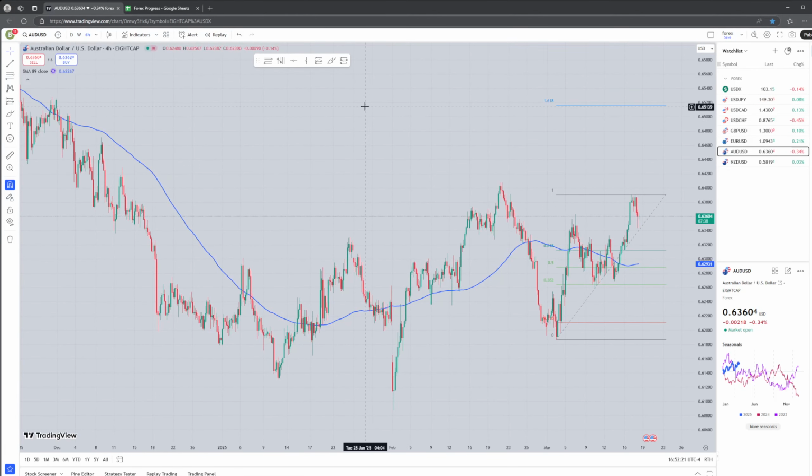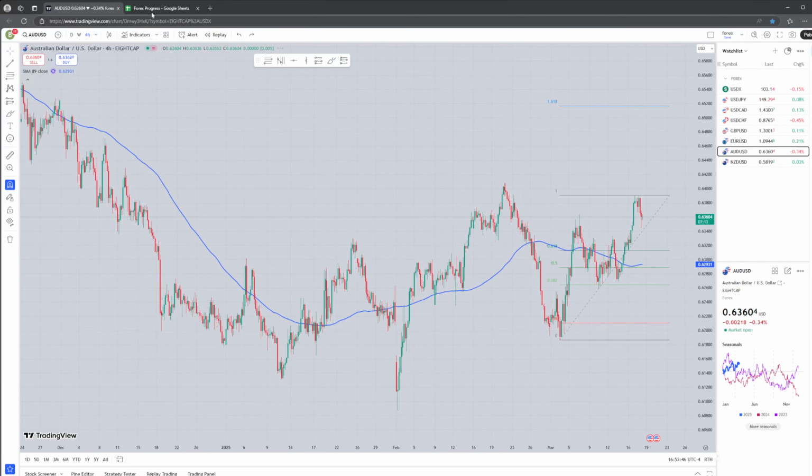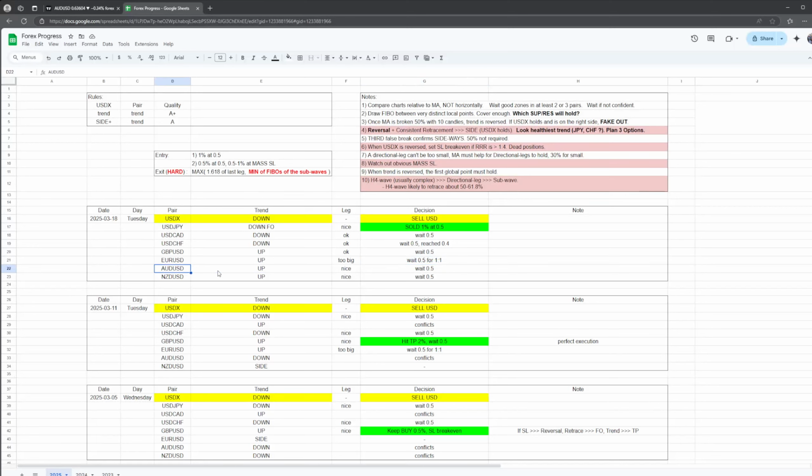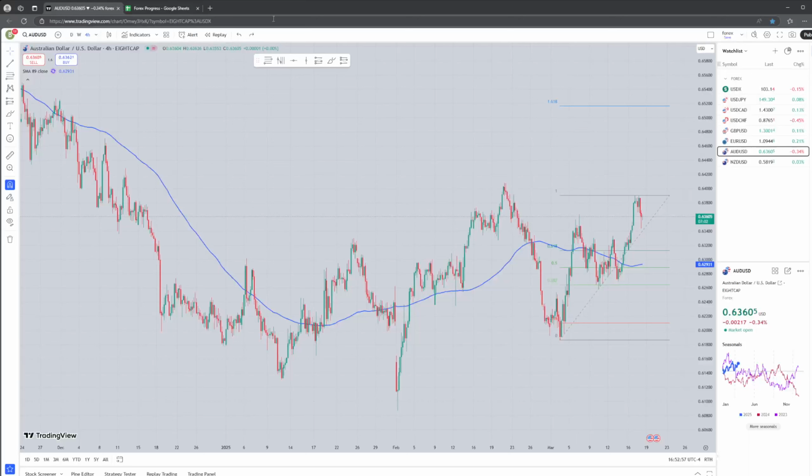Okay, Aussie. So here we have the market behaving clearly above the blue moving average line. So at this point the trend is considered to be up. If the market keeps retracing into the 50 to 60% zone here, then I would recommend buying Aussie. So right now it's better to wait. The market is not in a good zone. So Aussie trend is up, leg size is nice, and our decision is to wait for the 50% retracement.